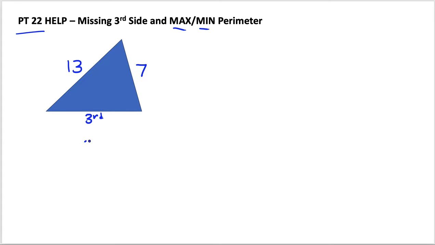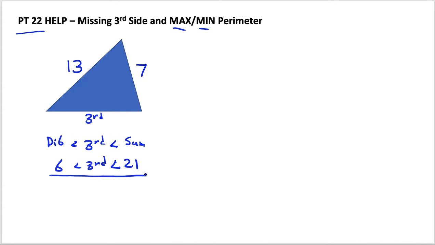So remember, the third side has got to be less than the sum, but it's got to be bigger than the difference of the two sides that are given to you. So 13 plus 7 is 20... 21. So it's got to be less than 21, this third side. And then it's got to be greater than 13 minus 7, which is 6. All right, so there's the possible third sides of my triangle.